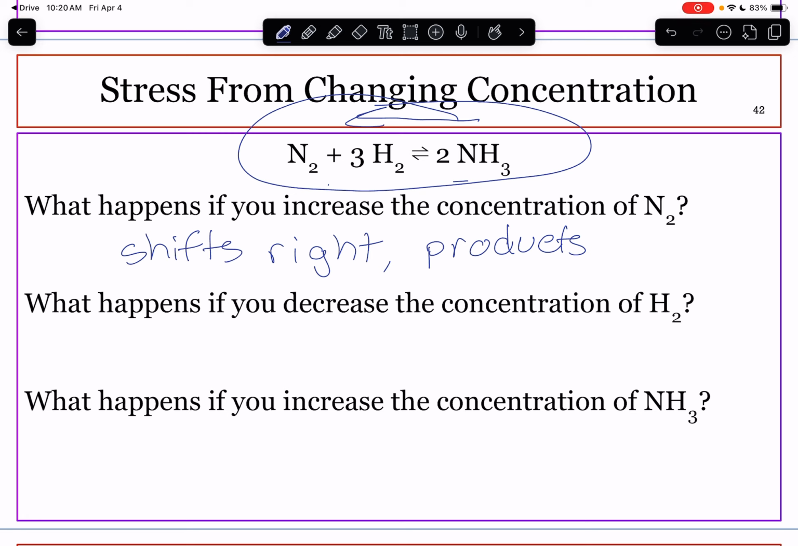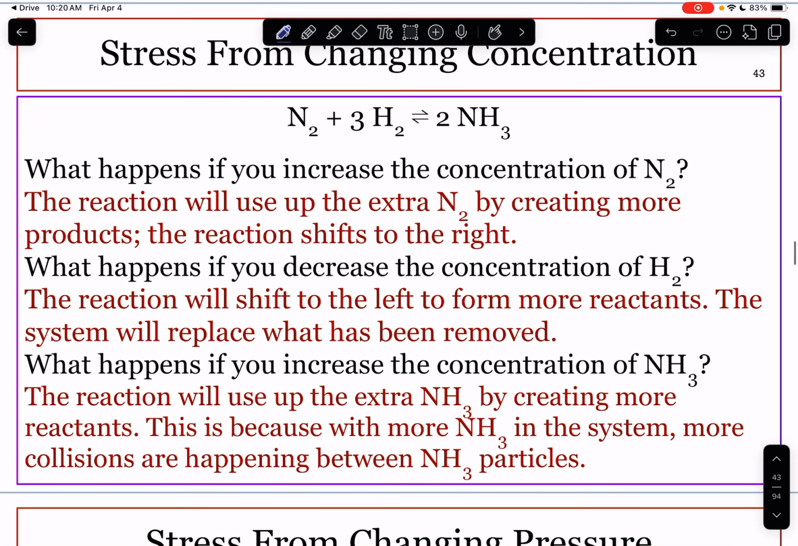So now what if we increase the concentration of the product, of the NH3? Well, now we have been supplied the ingredients necessary for this reaction to shift left, to consume that excess NH3 and turn it into reactants, so that the ratio of products to reactants is back to the equilibrium ratio, or the equilibrium constant. So you can pause the video here so you can study these responses and write them down in your notes.